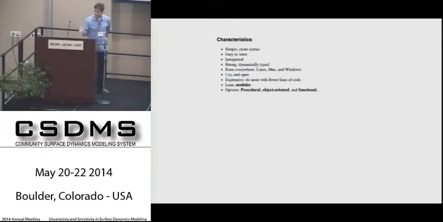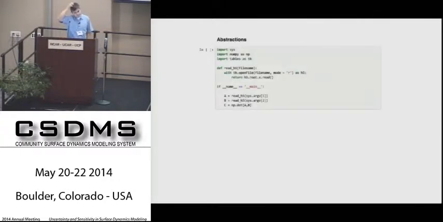And there's one I didn't put in here, but it has a lot of abstraction. And of course, you've got several options and programming styles you can work with. So procedural, object-oriented, and functional. If you haven't used functional, we'll talk about what that means in Python at a very high level.